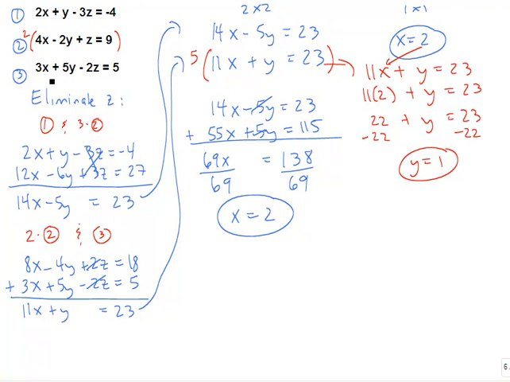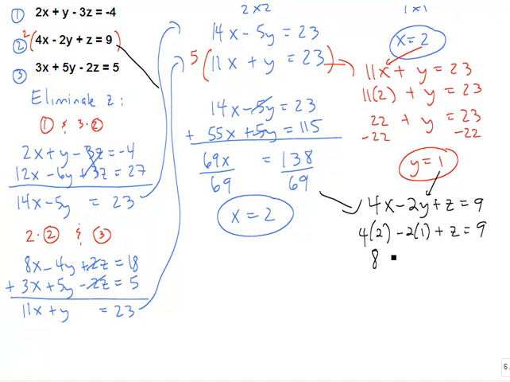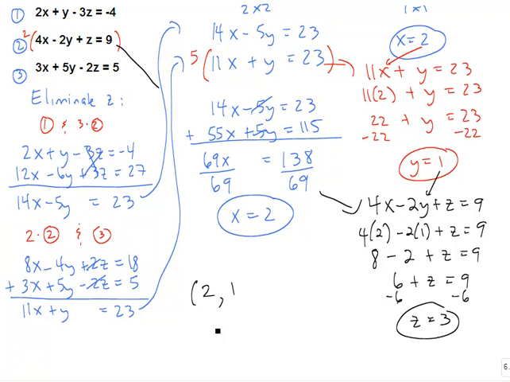To get z, you have to go all the way back to the original equations. Pick the one that has maybe the simplest z term, which would be the second one. So I'm going to use the second equation, recopy it, and substitute in 2 for x, 1 for y, and we're solving for z. 4 times 2 is 8. 2 times 1 is 2. 8 minus 2 is 6. And if I subtract 6, I get z is 3. So my final solution, x was 2, y was 1, and z was 3.